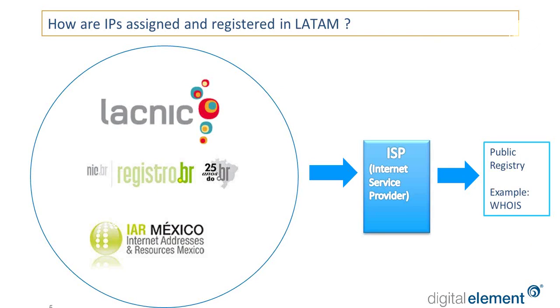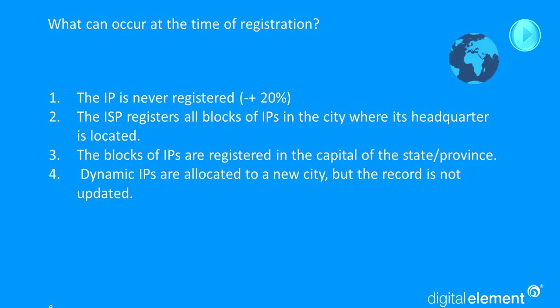Generally, here is where we have trouble with these registries. And I'll tell you a little bit more about what those troubles are. There are 4 things that can happen at the time of registration. One is that the IP is never registered. This occurs about 20% of the time. The ISPs sometimes register all the blocks of IPs that they receive in the city where their headquarters is located. The problem with this is that if somebody comes into a site that is using a public registry, they will see the same city over and over, even though the actual user may be coming from another city.